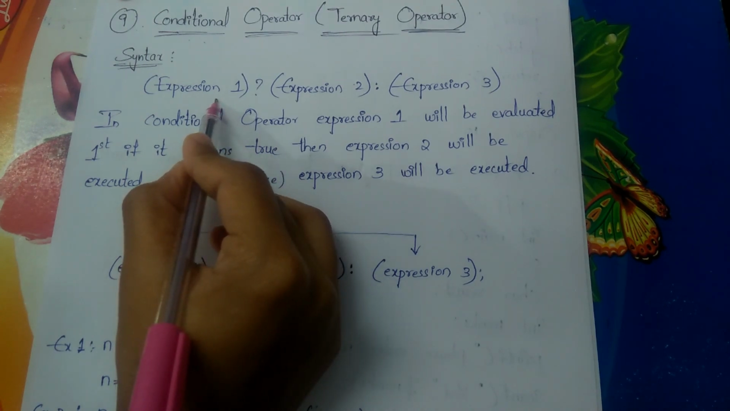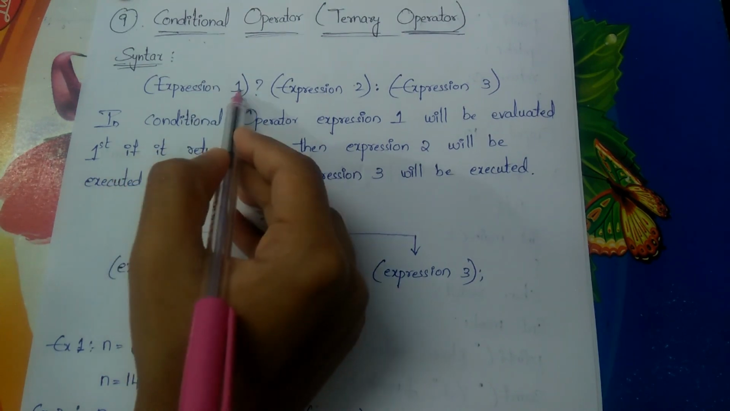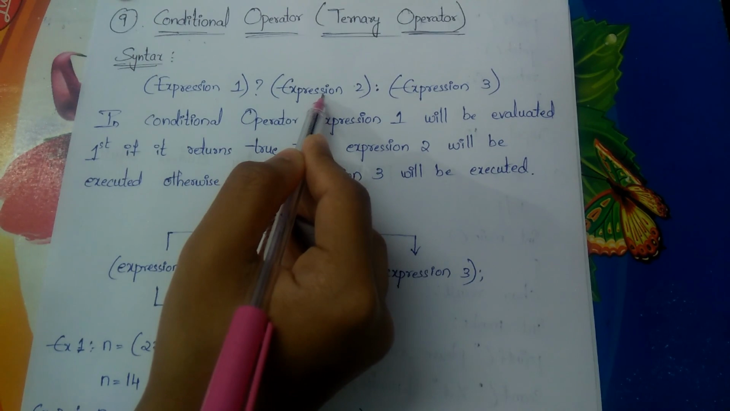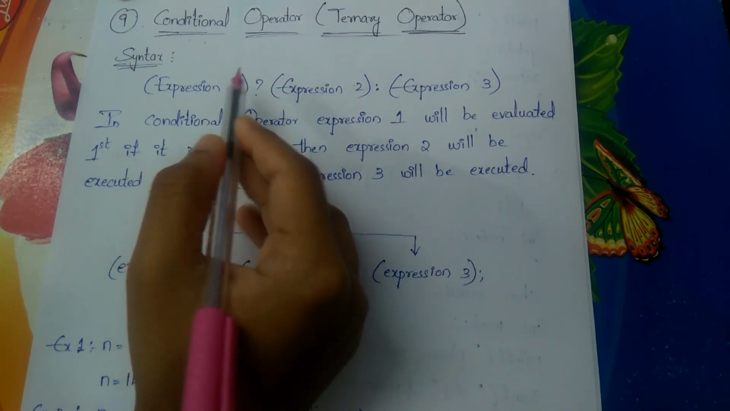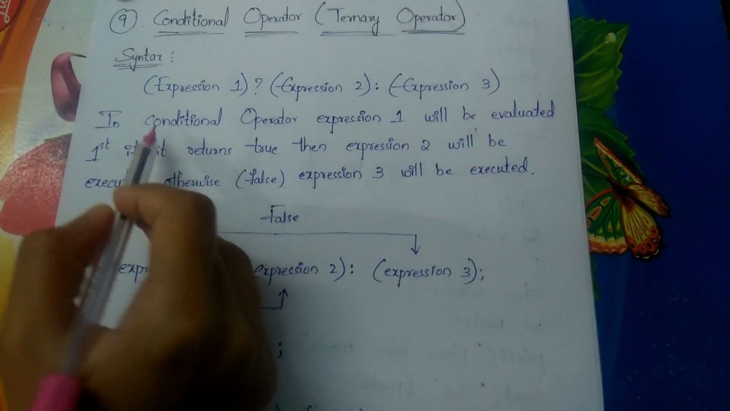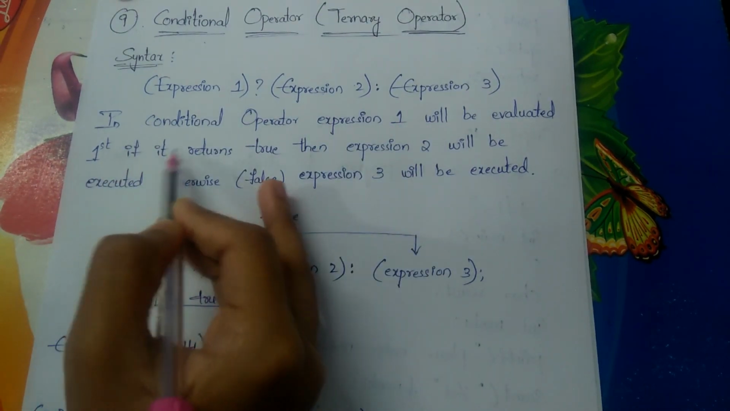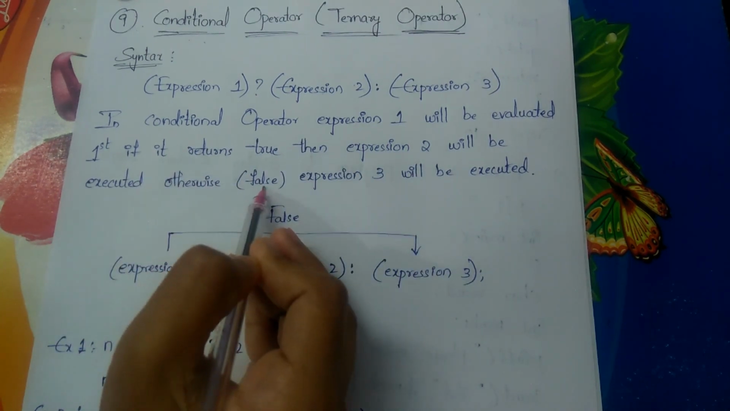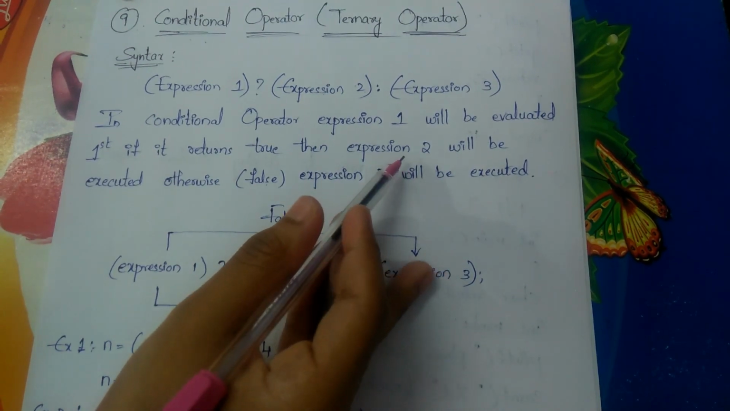If it returns true, then expression 2 will be executed. If expression 1 is true, then expression 2 will be executed. Otherwise, if expression 1 is false, then expression 3 will be executed. So in the conditional operator, expression 1 is evaluated first. If it returns true, expression 2 is executed. Otherwise, if the statement is false, expression 3 is executed.